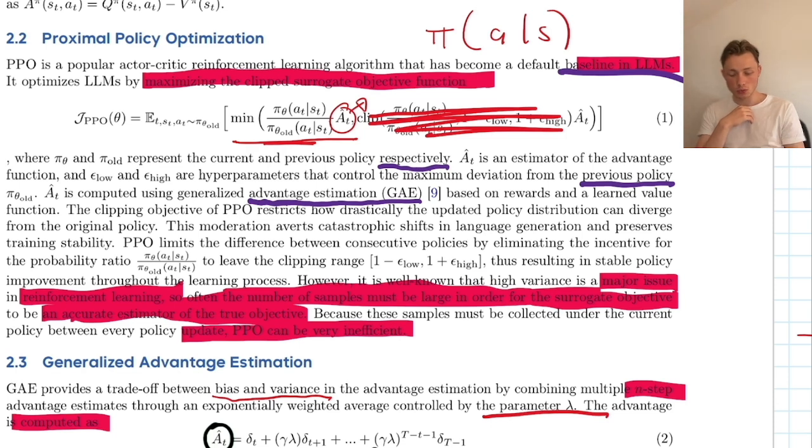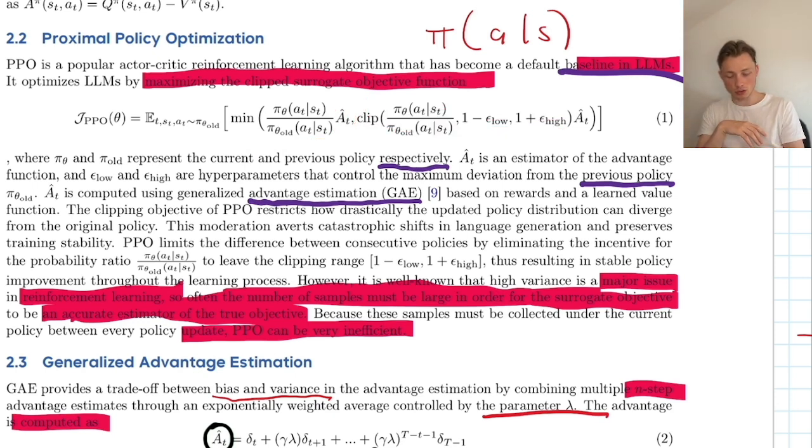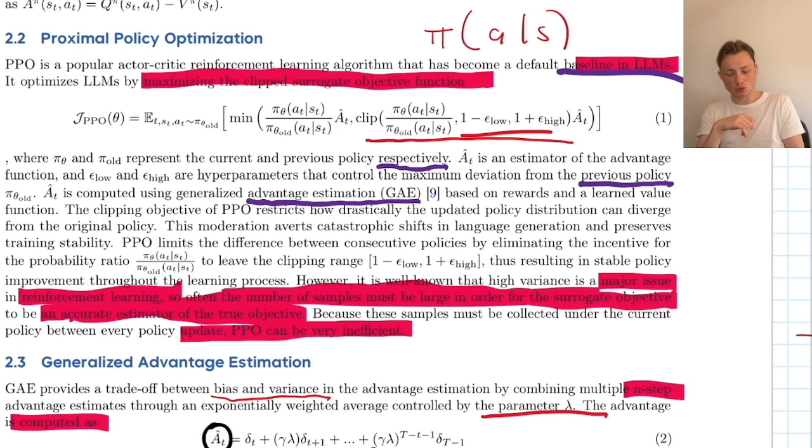So actually we want to maximize this surrogate objective function, and in PPO we are also using a clip version. What does it mean? We don't want to increase our probability too much just because we have a good advantage. Okay, and this is why we use a clip version of PPO.